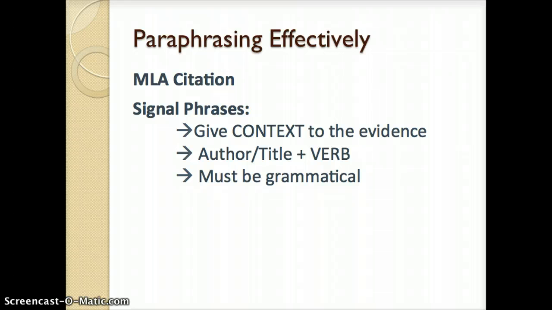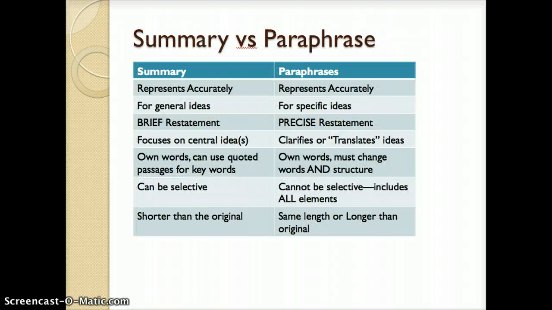When you paraphrase, a signal phrase works the same way as a quote. You give context to the evidence you're about to present, you list the author, or the title, plus an action verb, and you make sure that it's grammatical. But let's take a second and think about the difference between summary and paraphrase. Remember, with a summary, you're representing a source accurately, you're looking for general ideas, you're giving a brief restatement, focusing on those central ideas. It's your own words, it can be selective, and it's often shorter than the original.